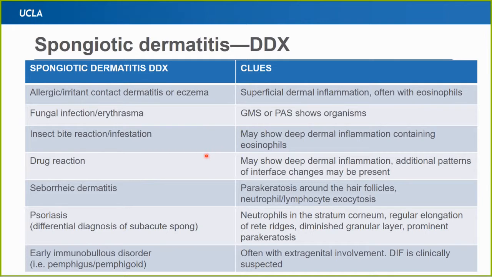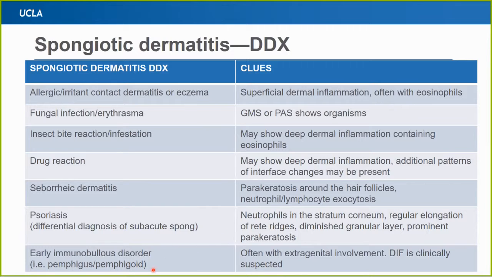Insect bite reaction or infestation may show deep dermal inflammation containing eosinophils. Drug reaction also can show deep dermal inflammation, and additional patterns of interface changes may be present in addition to the spongiosis. Seborrheic dermatitis can involve the vulva, and parakeratosis can be seen around the hair follicles with neutrophil and lymphocyte exocytosis, but these are quite nonspecific. Psoriasis is a differential for subacute spongiotic dermatitis. And in this case, neutrophils might be identified in the stratum corneum with regular elongation of rete ridges, diminished granular layer, and prominent parakeratosis will be present.